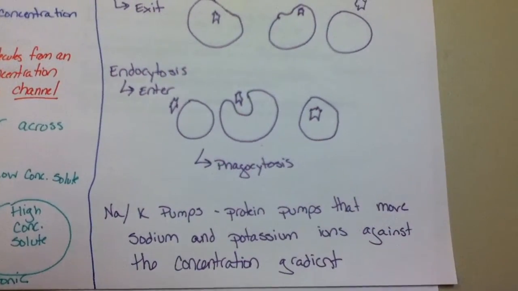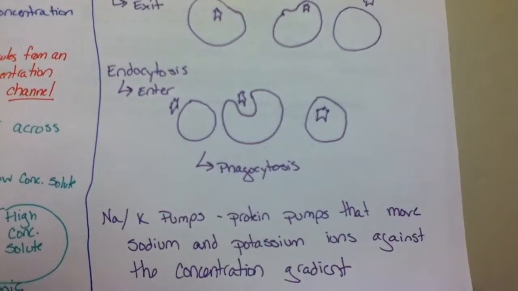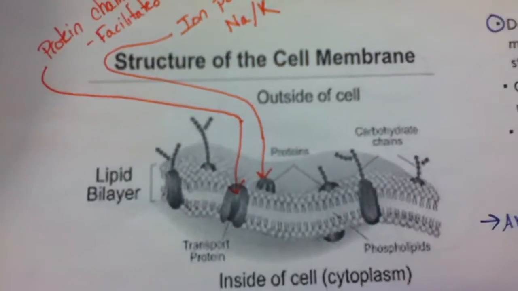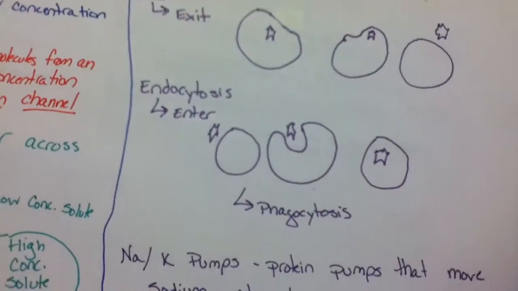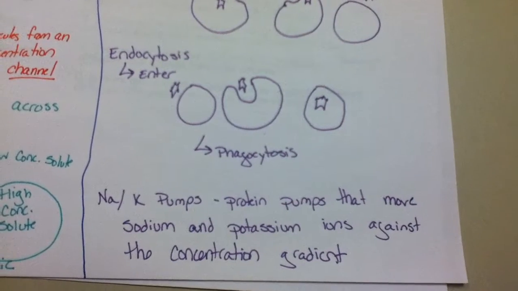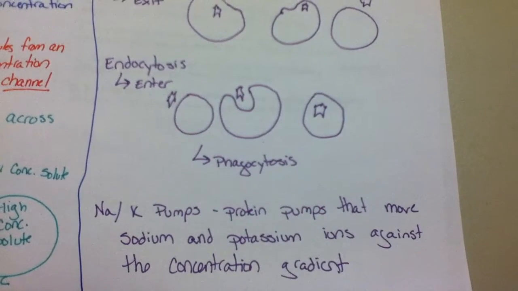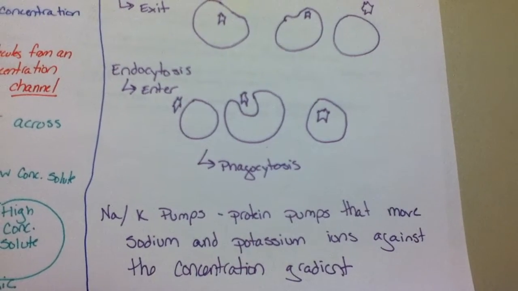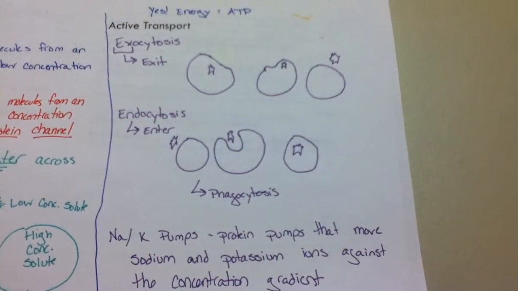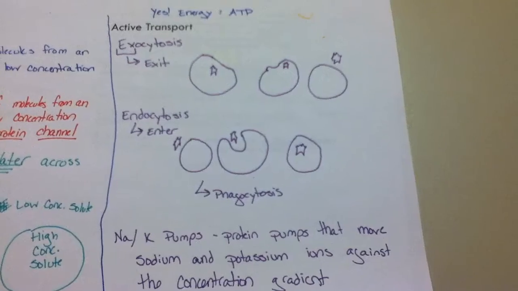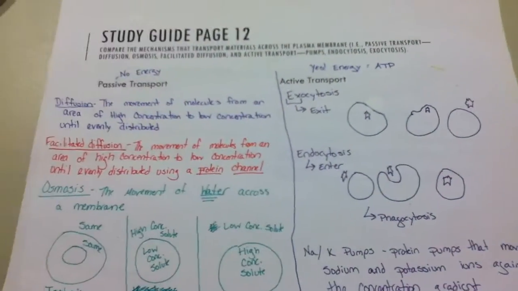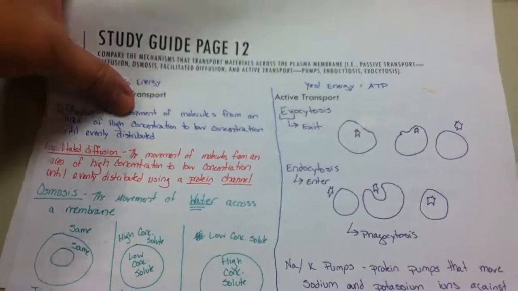And then finally, your pumps. Your sodium-potassium pumps are protein pumps. They look like our little protein channels embedded in the cell membrane. These move sodium and potassium ions against a concentration gradient. So they're moving it from an area of low concentration to high concentration. So opposite passive transport. Okay, so passive transport and active transport. Know this stuff.